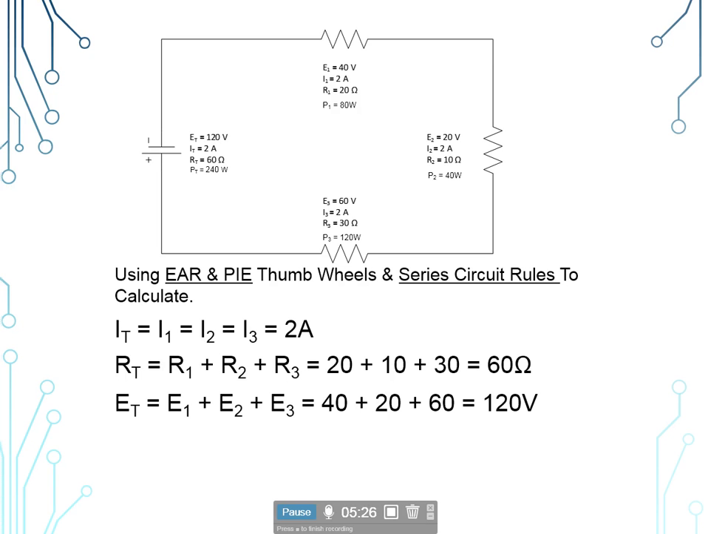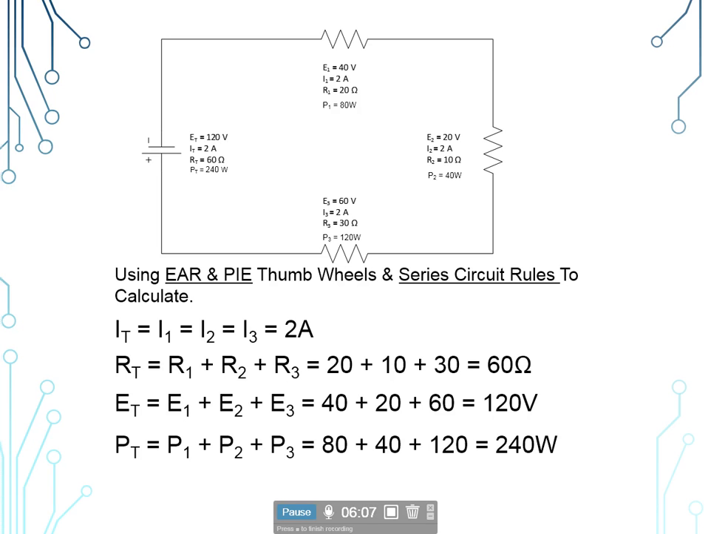Our voltage rule for series circuit, the sum of the individual voltage drops always equals the total voltage. So we could say E sub t is equal to E sub 1 plus E sub 2 plus E sub 3, which would be equal to E sub 1 of 40 volts plus E sub 2 of 20 volts plus E sub 3 of 60 volts equaling 120 volts total. We could use Kirchhoff's series circuit voltage rule also, which simply states we take the total voltage and subtract the individual voltage drops and it will equal 0. It says the same thing, it just says it a little bit differently.